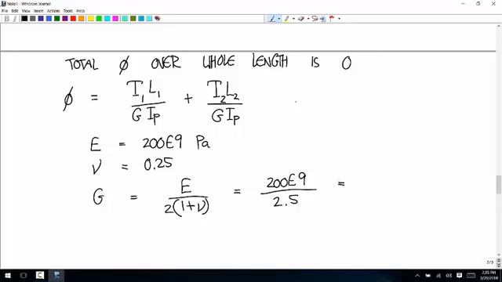What do you get for that? Eight times 10 to the 8th. Oh, yeah, right. 8.0 times 10 to the 10th, right. And that's still in pascals.